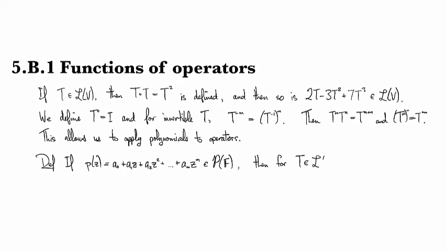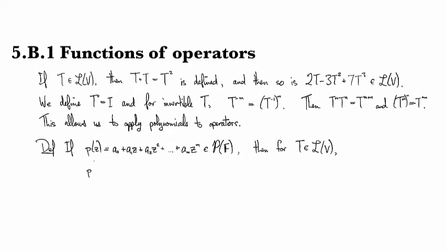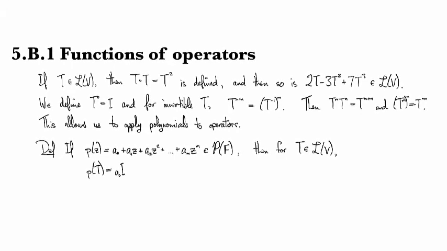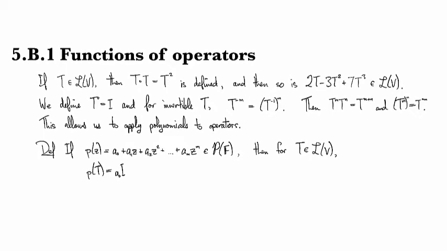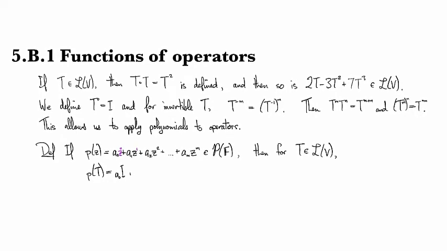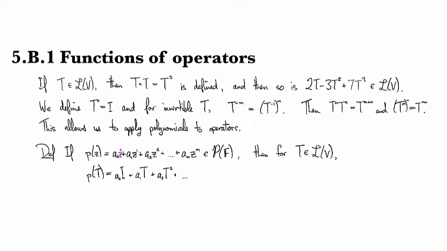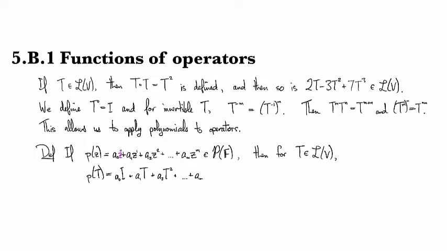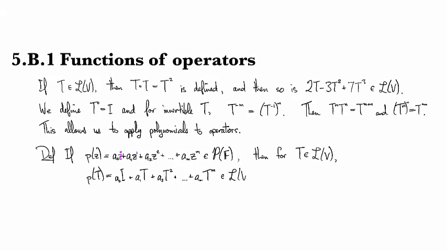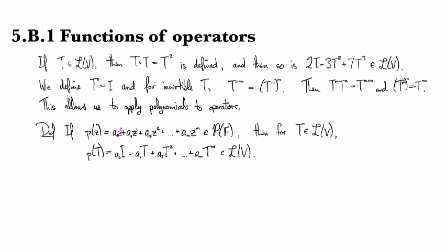then for an operator on V, we define p(T) to be a0 times the identity. That's our z to the 0, right? So there was secretly, let me write that in here. Here's z to the 0 power and z to the first power, etc. And then a1 T, a2 T squared, am T to the m, which will again be an operator on V. Okay, so we can do all sorts of interesting stuff with this.